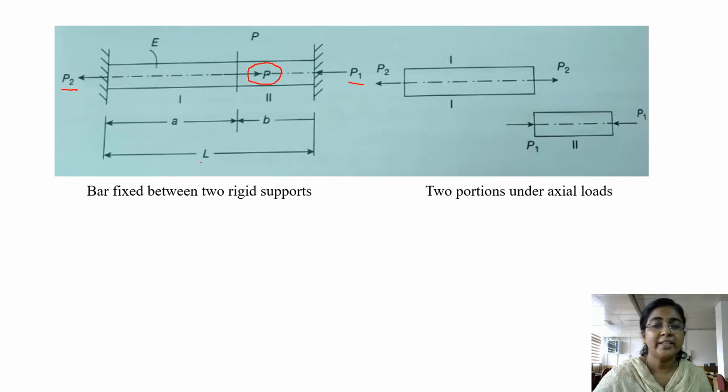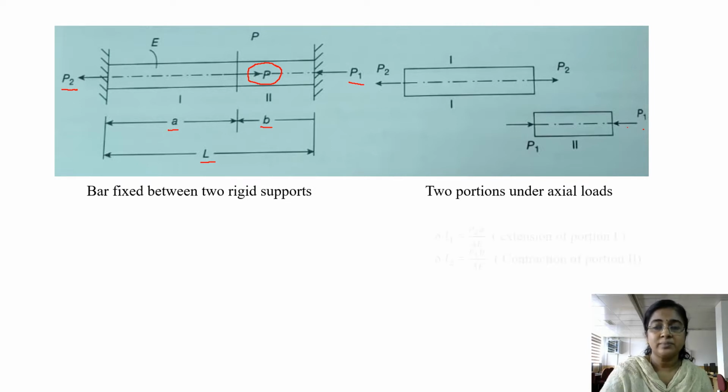This bar is of length L; the first part has length A and the second part has length B. We can consider these two portions separately. The first part of length A is subjected to force P2 at the left. For its equilibrium, the force here should also be P2, so the first part is subjected to tensile force P2. For the second part of length B, the reaction here is P1, and for equilibrium the force here should be P1. That is, the second part of length B is subjected to compressive force P1.